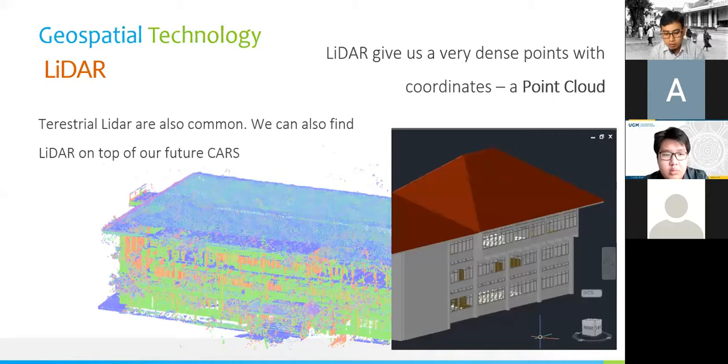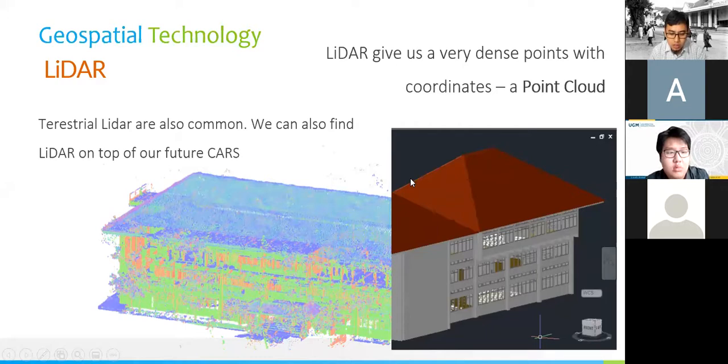And by having this cloud of points, we can further process this data into some other form of geospatial data. For example, in our department building in Yogyakarta, we conducted a measurement using a point cloud, and then we developed a 3D model of the outdoor and also the indoor. You can see the chair and the tables in the class in this data here. So this shows that LiDAR is one of the common ways to obtain very precise geospatial data.